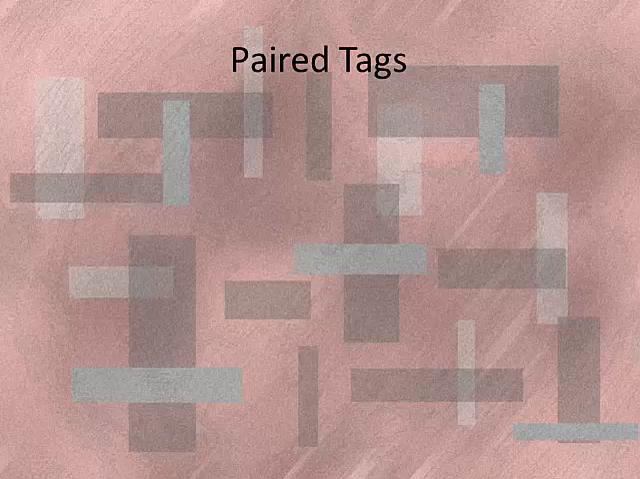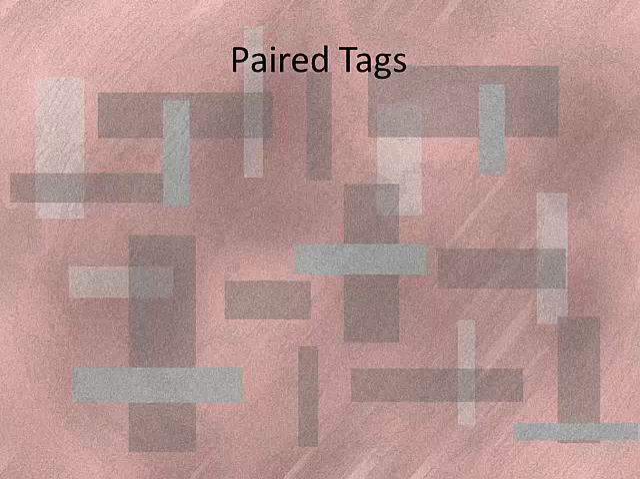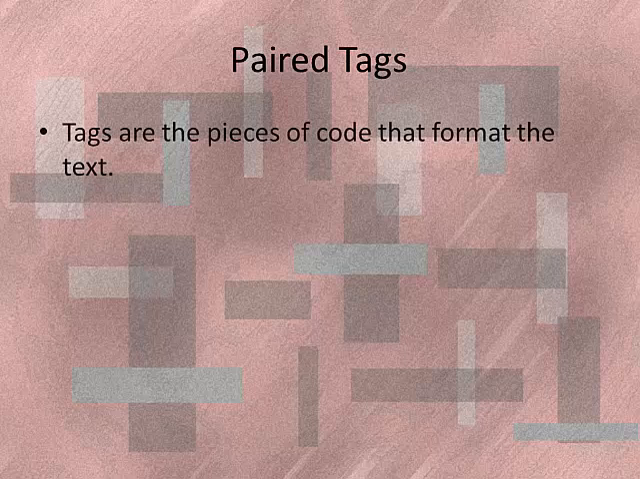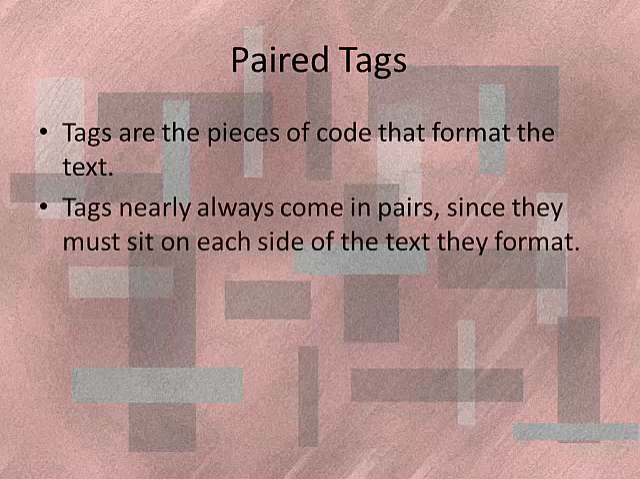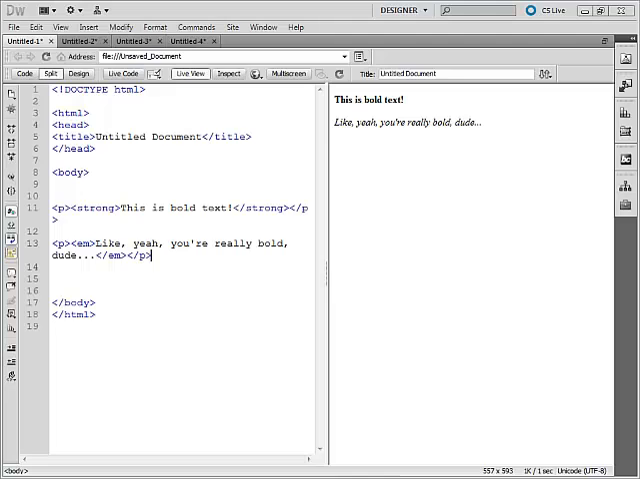Yeah. So that leads us down this delightful groovy road to paired tags. What are paired tags, you're going to ask? Tags are the pieces of code that format the text. I know, still makes no sense. Tags nearly always come in pairs since they must sit on each side of the text they format. Okay, let's take a look at an example then, okay?